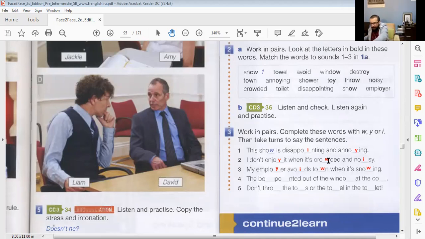Pointed I. Window, W. Cow, W. Okay. And number 5? Don't throw, W. Y. W. Toilet. Toilet. That's right.